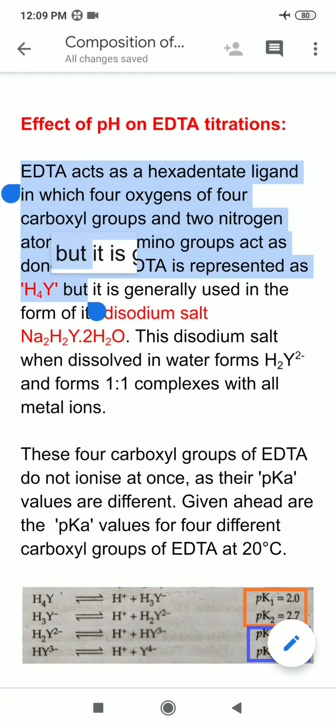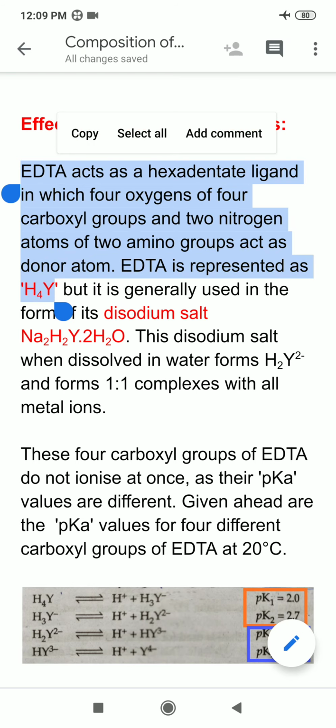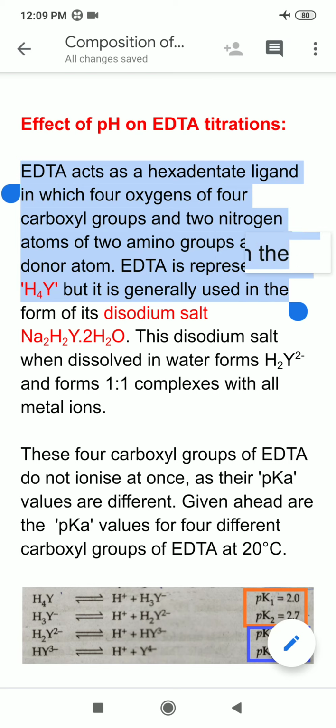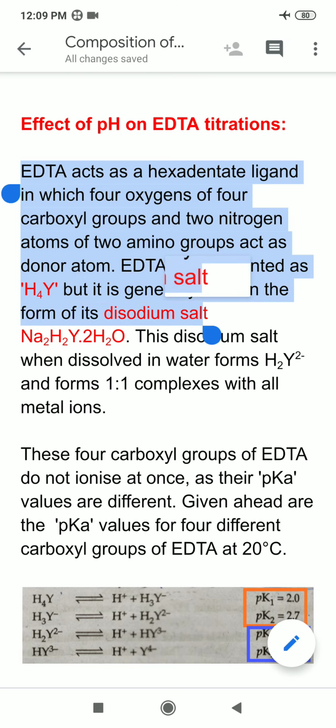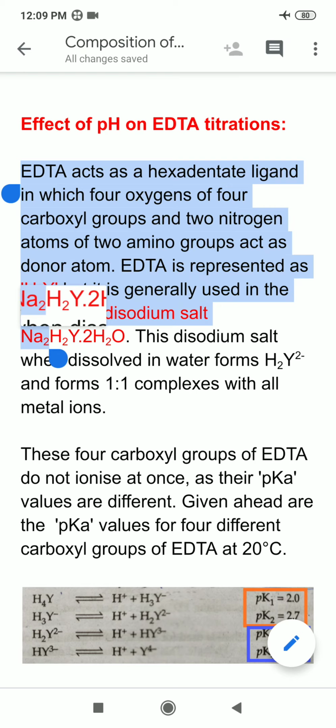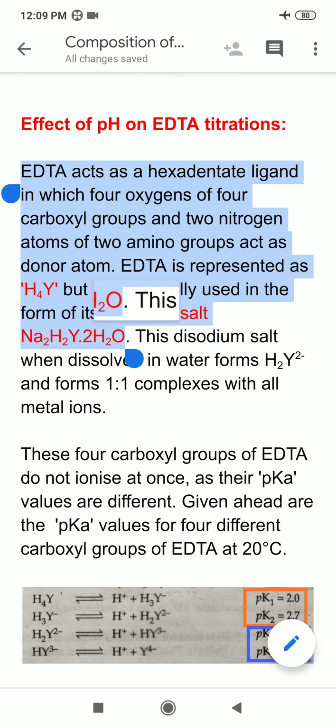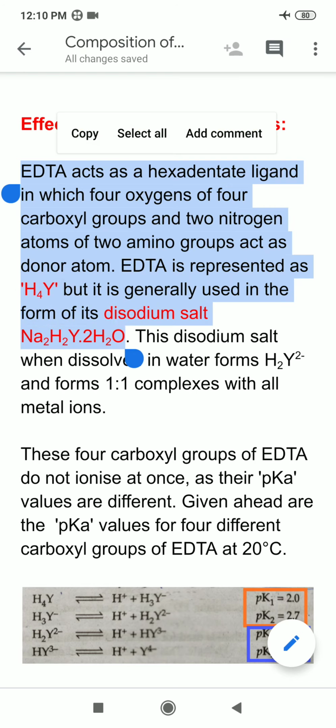EDTA is represented as H4Y because it is having 4 carboxyl groups. So it means it is having 4 ionizable protons. But when used for titration purposes, EDTA is used in the form of its disodium salt, Na2H2Y dihydrate, disodium salt of EDTA, which exists in the form of dihydrate.